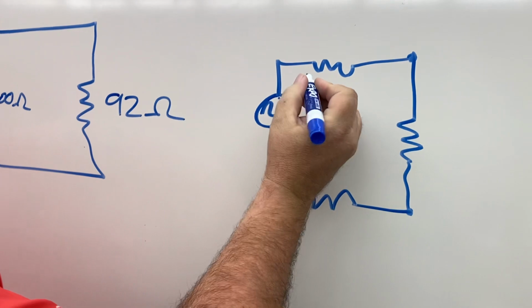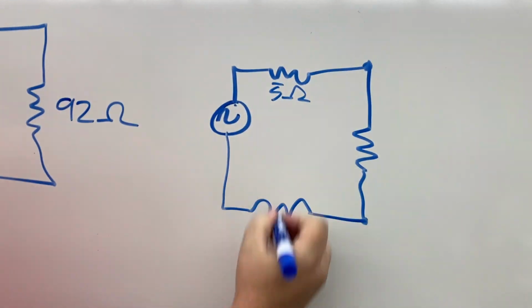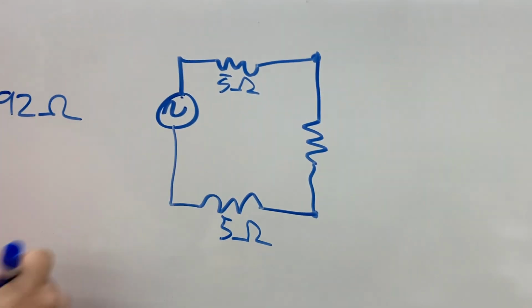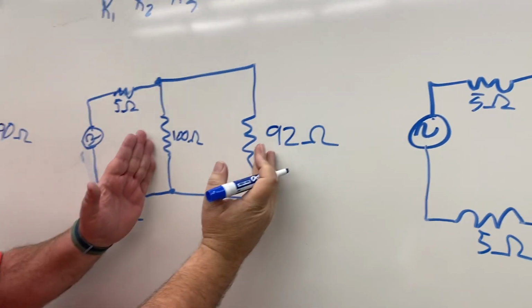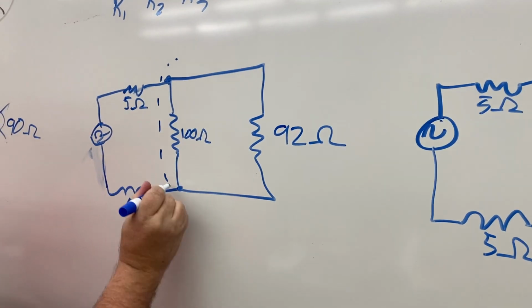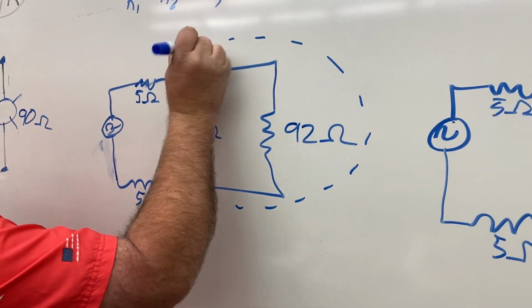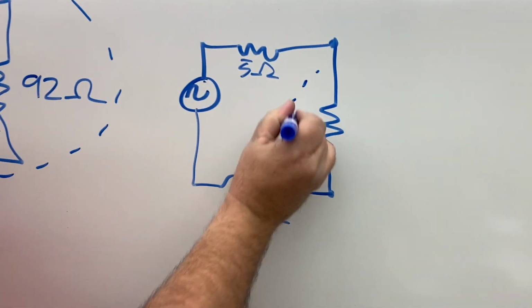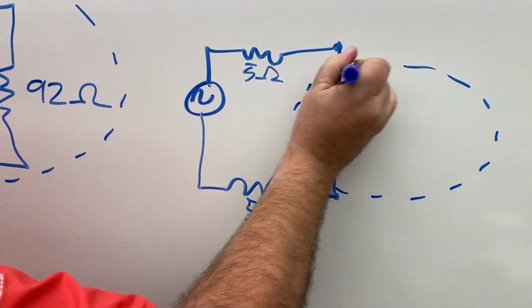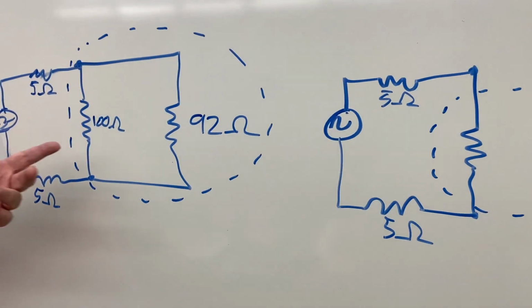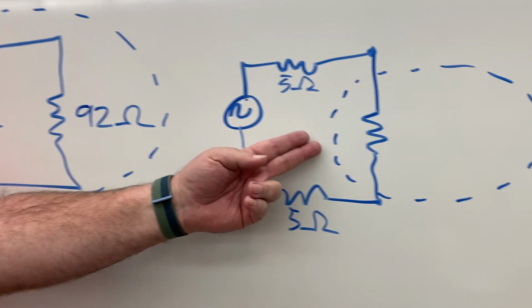This is still going to be 5 ohms. This will be 5 ohms. And I'm going to take both of these and combine them together to make this one single resistance. Okay? So what would this resistance be on this one?